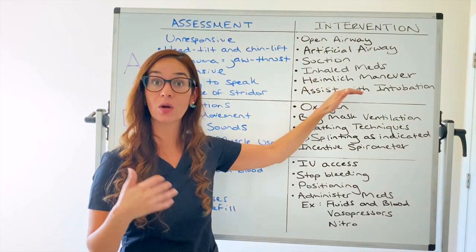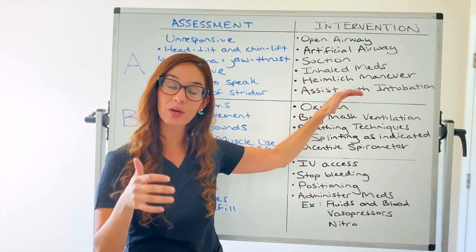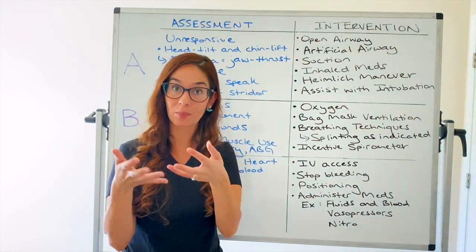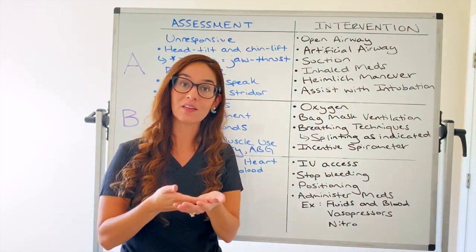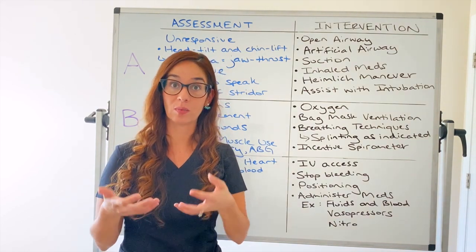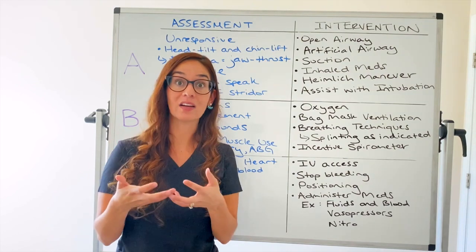We might have to perform Heimlich or back thrust for a choking patient. And eventually, if we can't maintain the patency of the airway, we might have to assist the provider to intubate, for them to place the endotracheal tube. If they can't intubate, they might have to do a tracheostomy.